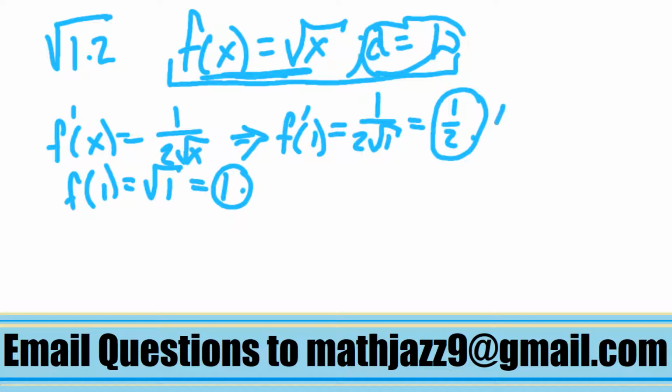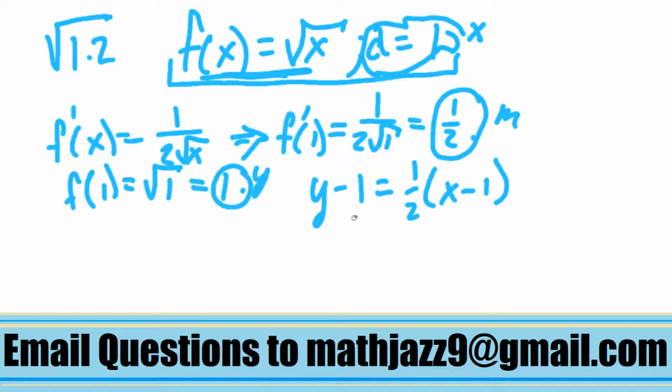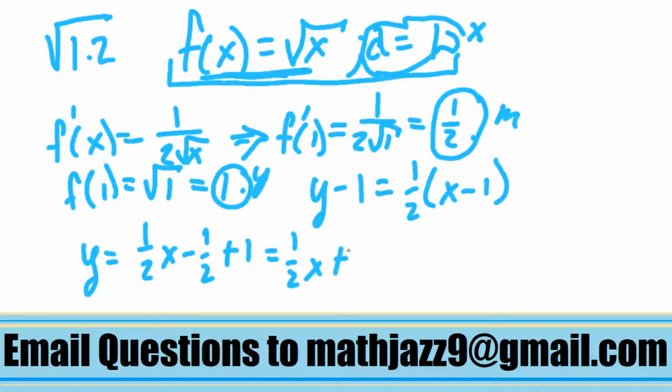So since we have the slope, the x coordinate, and the y coordinate, we can write down a line. We have the point 1, 1 that we're going through. So our line is going to be y minus our y coordinate equals our slope times x minus our x coordinate. We solve for y, we get y is equal to 1/2 x minus 1/2 plus 1, which is 1/2 x plus 1/2. And this is our line.